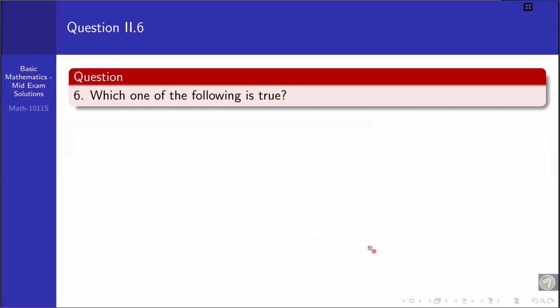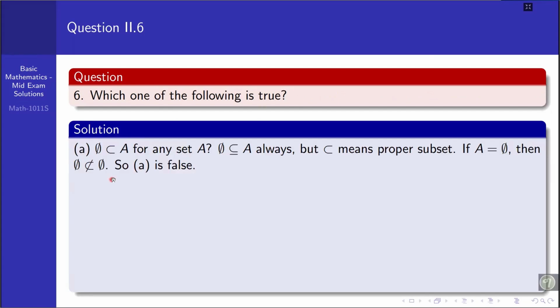Question number 6. Which one of the following is true? A, the empty set is a proper subset of A, for any set A. Logically, we know that every set cannot be a proper subset of itself, but every set can be a subset of itself. This is always true, for example when A is the empty set. Therefore, the empty set cannot be a proper subset of itself, so A is false.